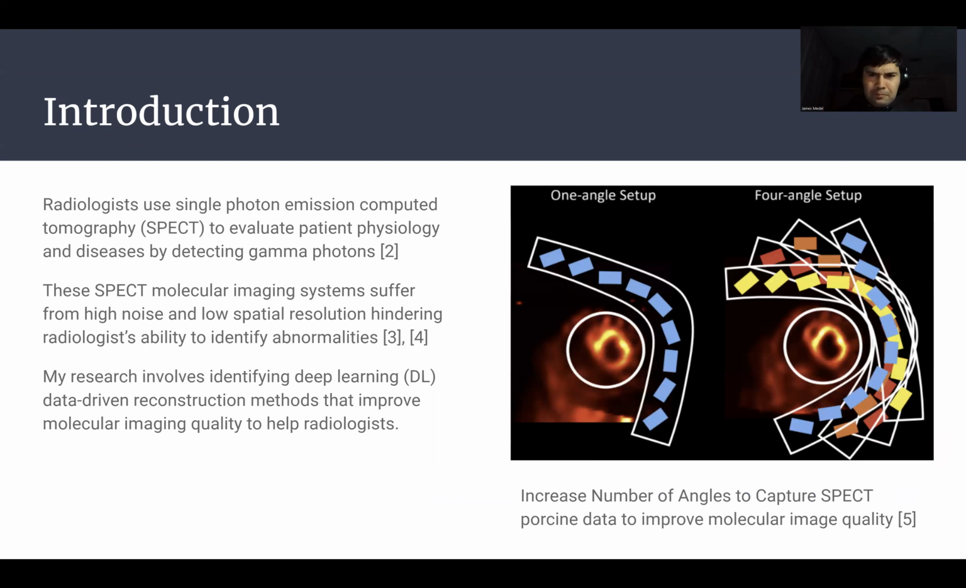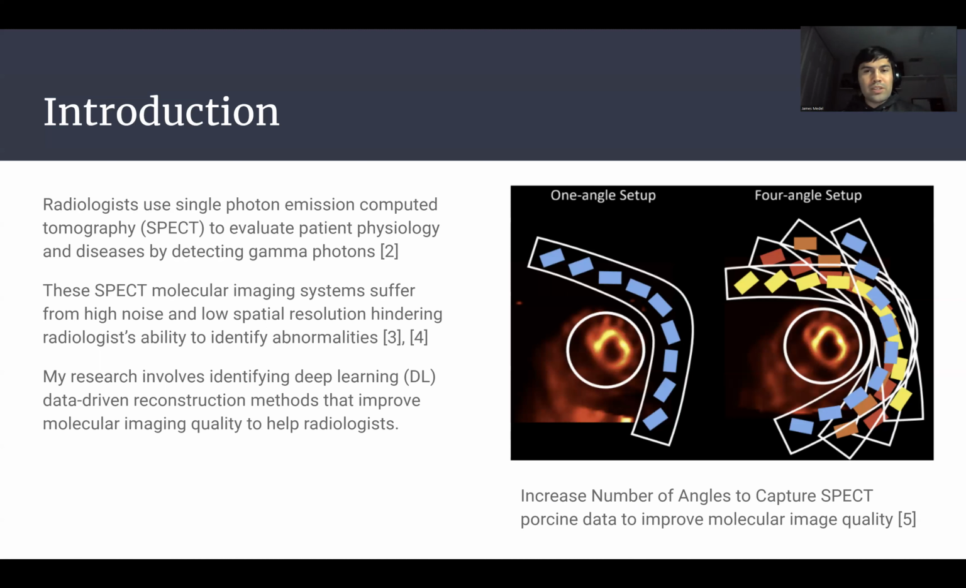Now, breaking that down a bit more, we have the SPECT scanner that can be positioned at one particular angle and then detect a whole bunch of gamma rays, the gamma photons, to help a radiologist analyze the physiology and diseases at a particular area of a patient, as well as the SPECT scanner can rotate at, let's say, 4 different angles, to capture projection data for that particular area of the patient. And so what we find is that when we do one angle scanning, we have a SPECT image resulting in high noise, low resolution, whereas as we increase the angles for that particular area, we have a SPECT image that has higher resolution and lower noise.